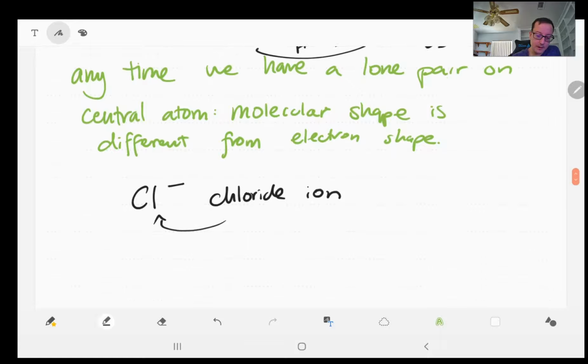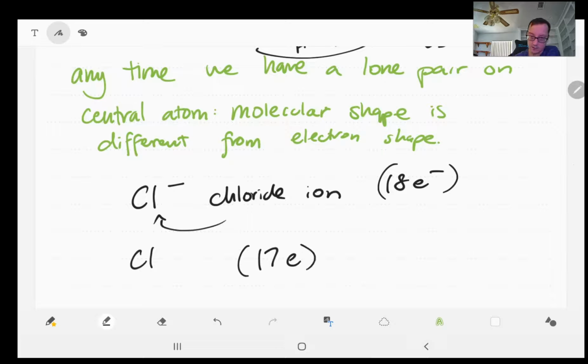Right? Compare this with chlorine. Chloride has 18 electrons. Chlorine has 17 electrons. Remember that things will form ions in order to become like noble gases. So the chlorine has gained an electron and therefore is now chloride, the chloride ion. So it has gained an electron.